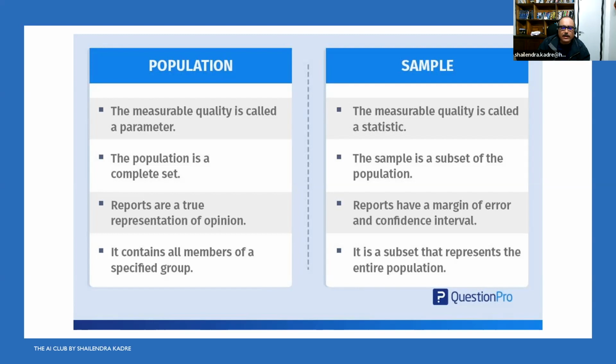Anyone else? Amit Parekh, do you want to tell? The population is the complete data, the universal data, and the sample is the part of that, based on certain criteria we took for analysis.